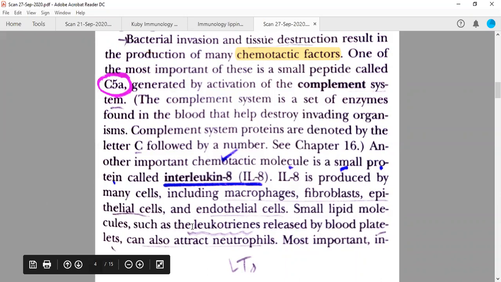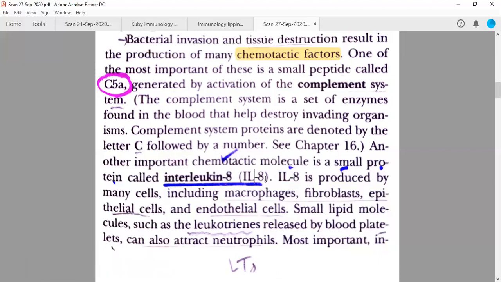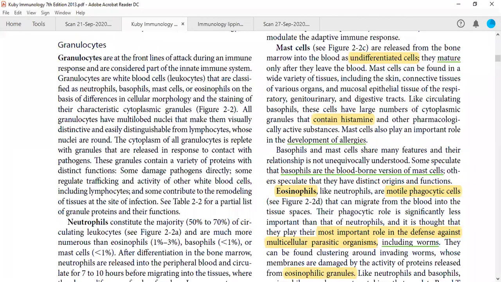Small lipid soluble molecules such as leukotriene released by the blood platelets can also attract the neutrophils. So all these, C5a, which is a complement protein product, and interleukin 8, which is produced by the macrophages, fibroblasts, epithelial cells, endothelial cells present around the site of infection, can produce these molecules and they will attract the neutrophils, so that neutrophils will come out of the blood vessels and reach the site of inflammation or injury, right? Page number 167.